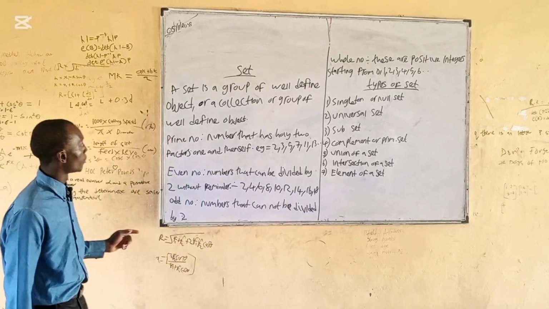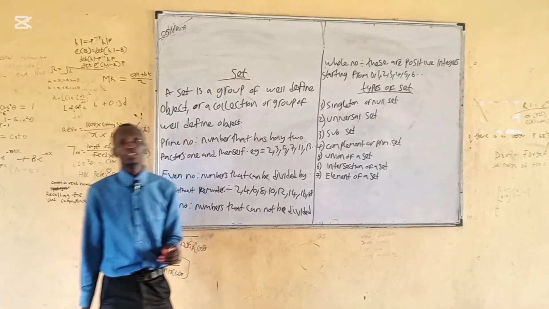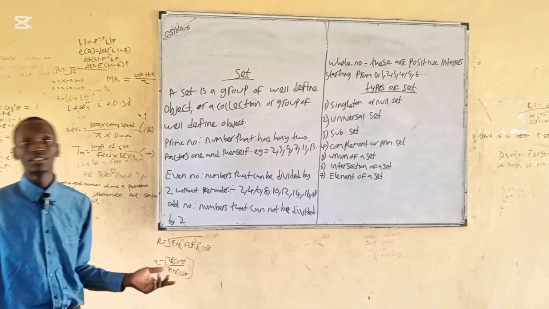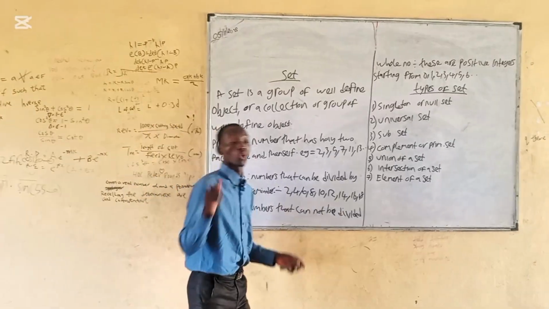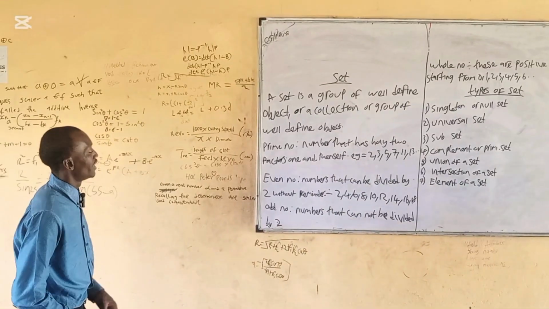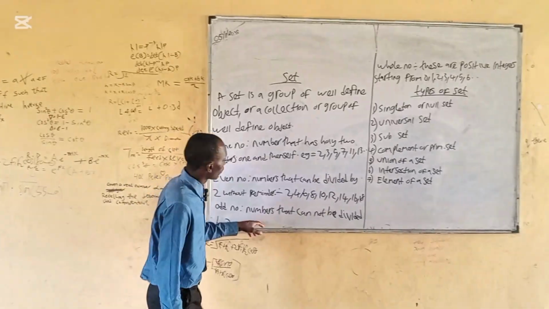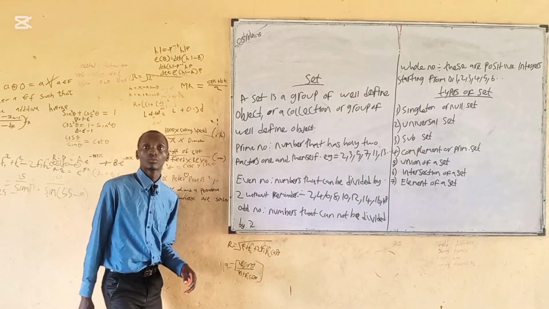Now, between 8 and 10 there is 9, and 2 cannot divide 9. When 2 divides 9, there is always a remainder. So now we can move on to odd numbers. Odd numbers are numbers that cannot be divided by 2.